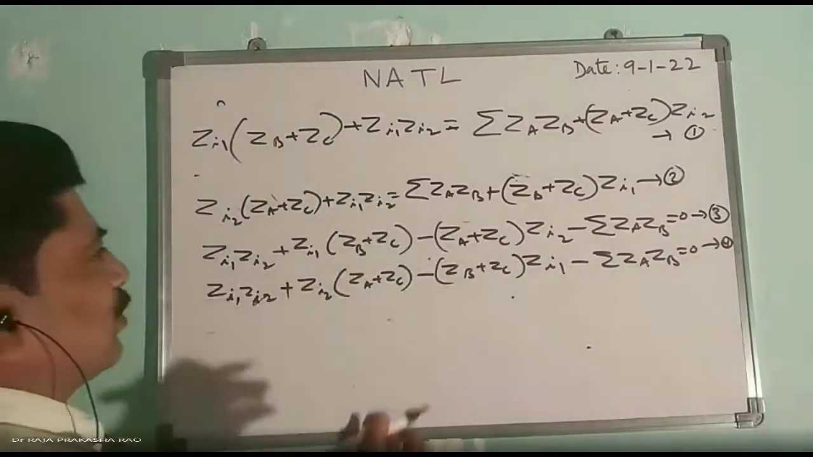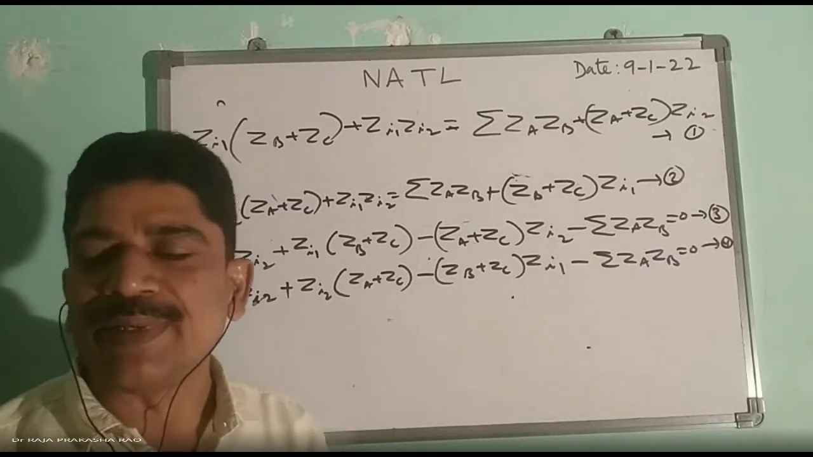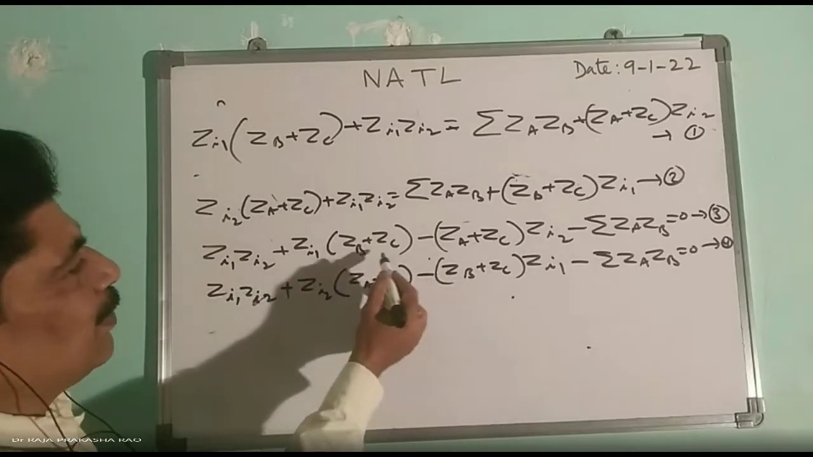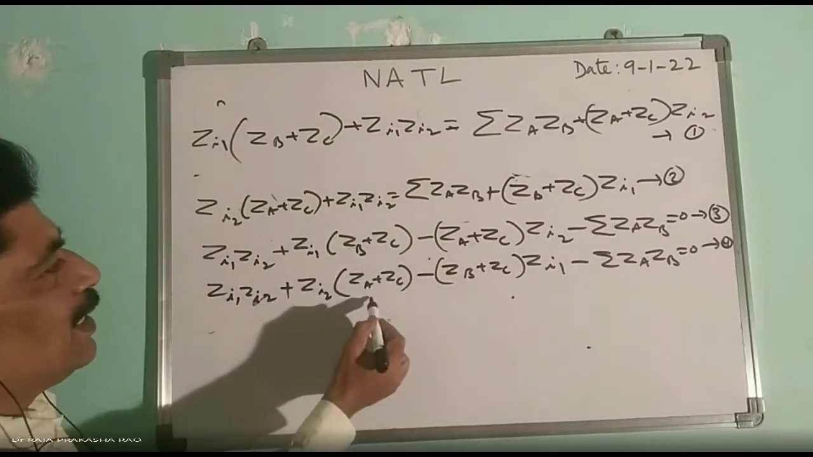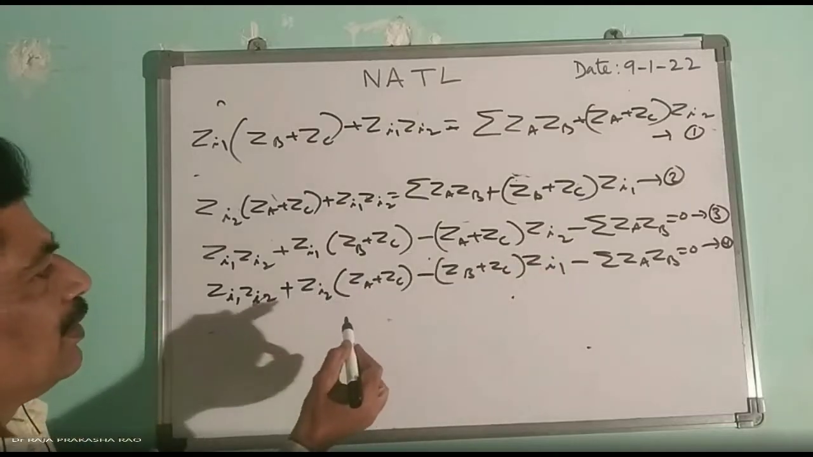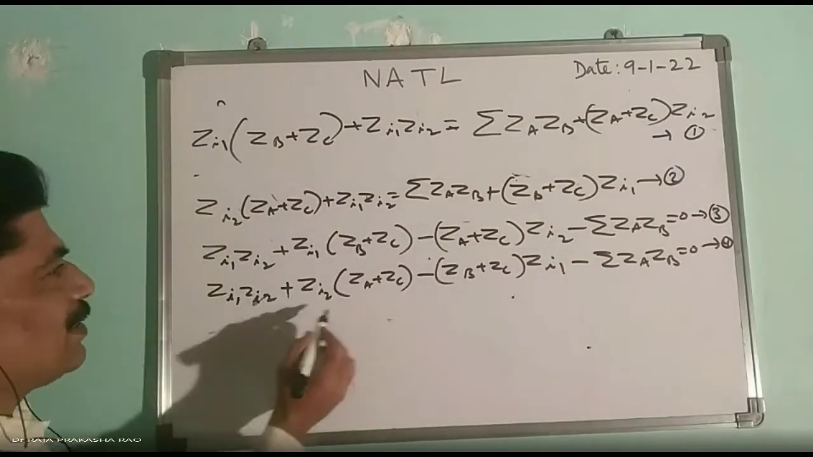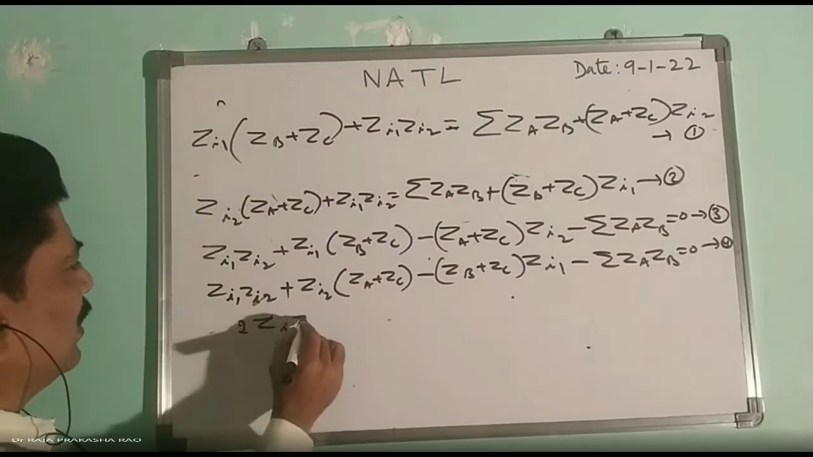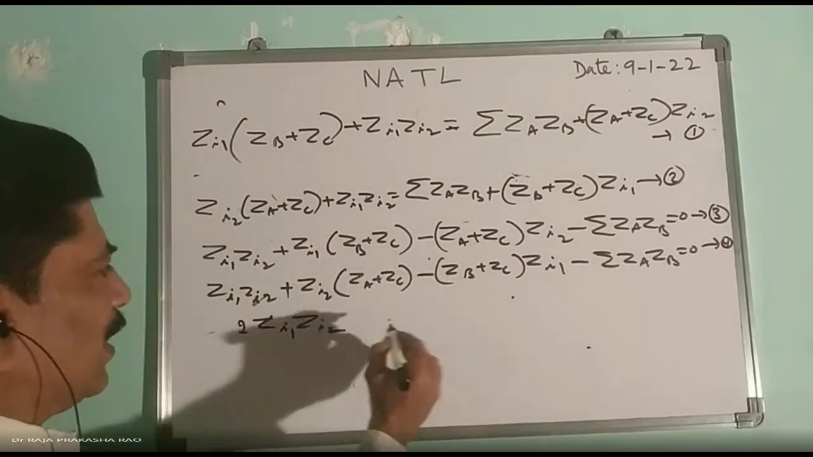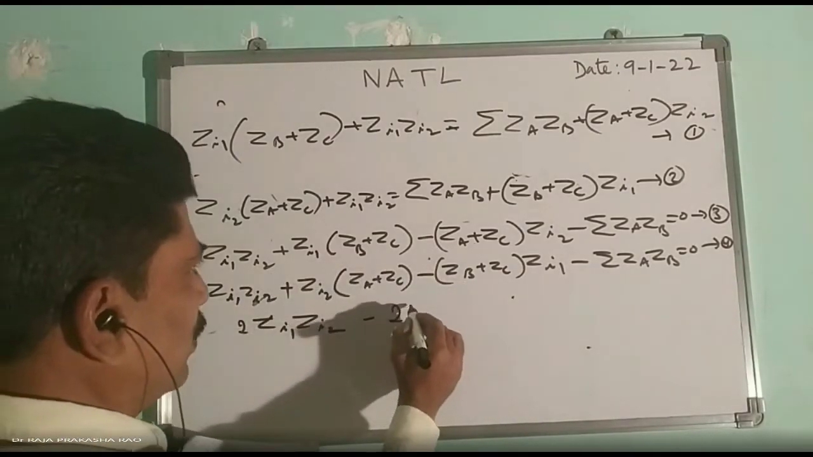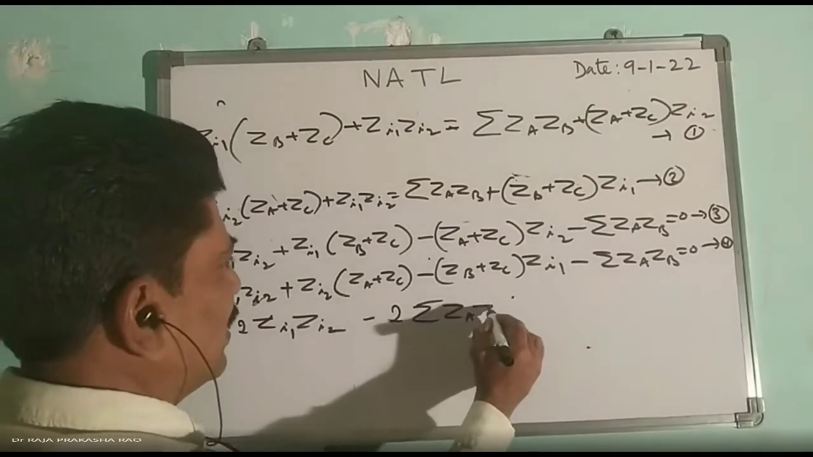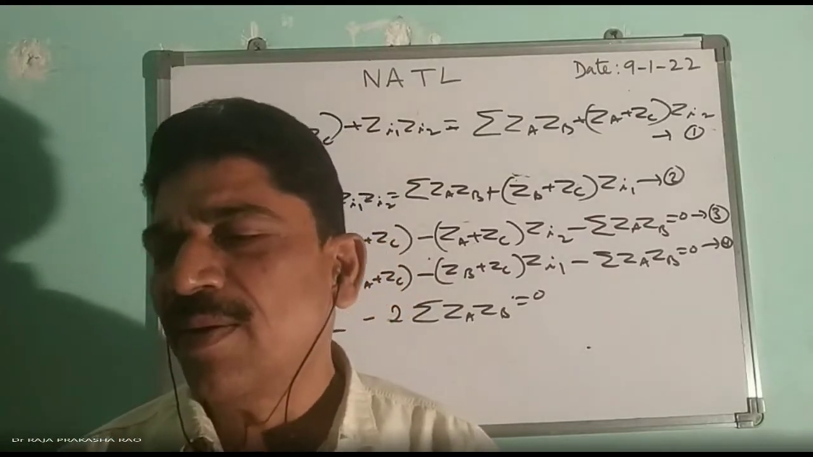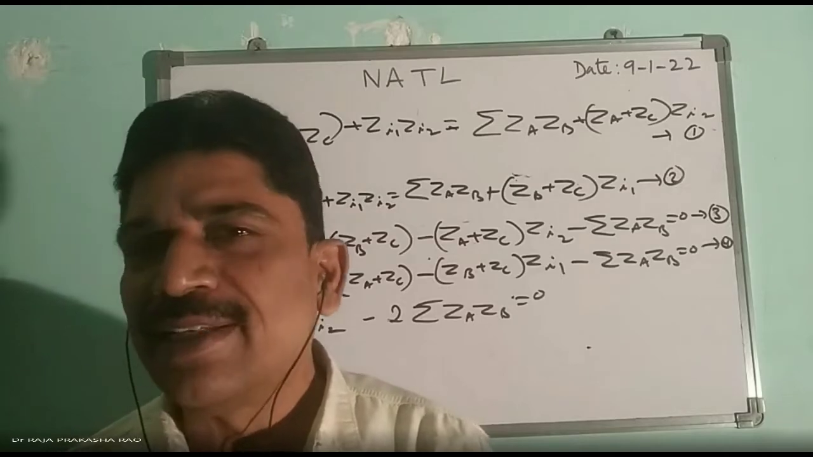Okay, let us add these two now. If you add these two, you observe what are the terms that will be cancelled. ZI1 into ZB plus ZC, these two will get cancelled. ZA plus ZC into ZI2, and ZA plus ZC into ZI2, so these two will get cancelled. Finally, we will get 2 into ZI1 ZI2 minus 2 into sigma ZA ZB equal to 0. Okay, what is sigma ZA ZB? Can anyone tell me? What is sigma ZA ZB?